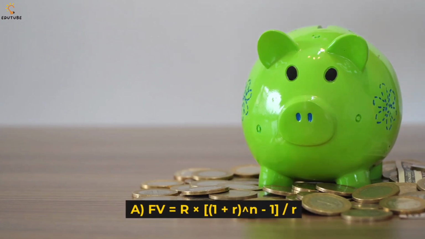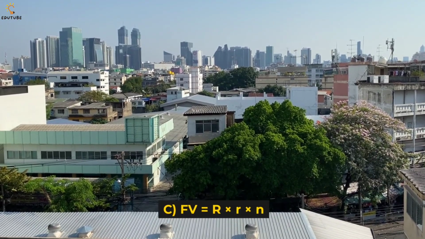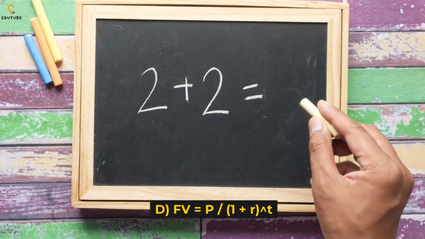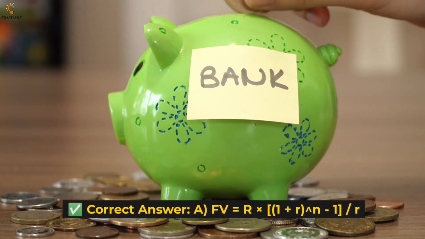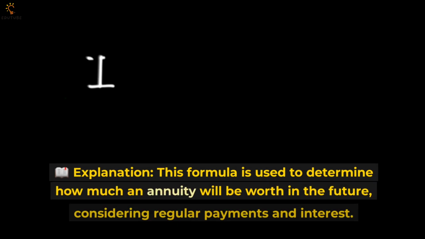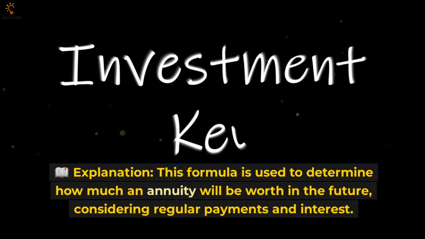19. What is the formula to calculate the future value of an annuity? A. FV equals R times ((1 plus R) to the power of N minus 1) over R, B. FV equals P(1 plus R) to the power of T, C. FV equals R times N, D. FV equals P(1 plus R) to the power of T. Correct answer: A. FV equals R times ((1 plus R) to the power of N minus 1) over R. Explanation: This formula is used to determine how much an annuity will be worth in the future, considering regular payments and interest.